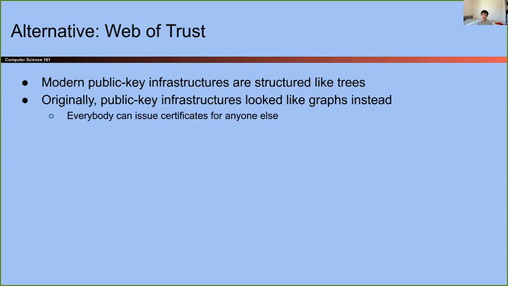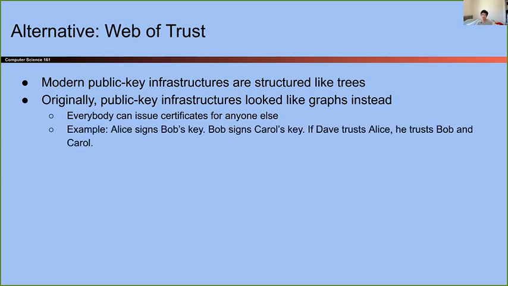The way this works is that anyone can issue a certificate for literally anyone else. So if I have Perrin's public key, I can just sign it myself and then publish the certificate to the world. For the Alice and Bob example, Alice signs Bob's key, Bob signs Carol's key, and if Dave trusts Alice, then the idea is, well, Alice signed Bob's key, so I don't know Bob, but I trust Alice, so I trust Bob. And now Bob signs Carol's key, so now I trust Carol. So it's sort of this decentralized graph.